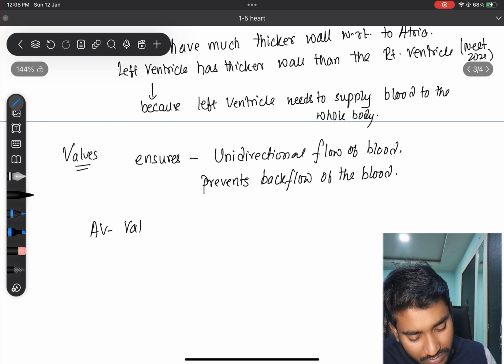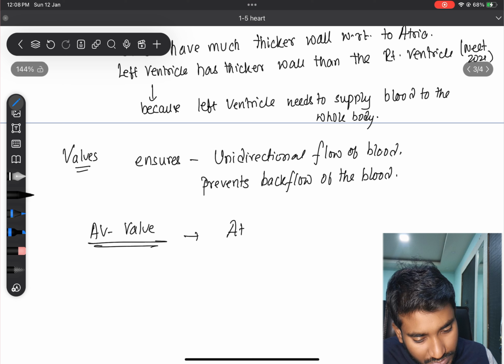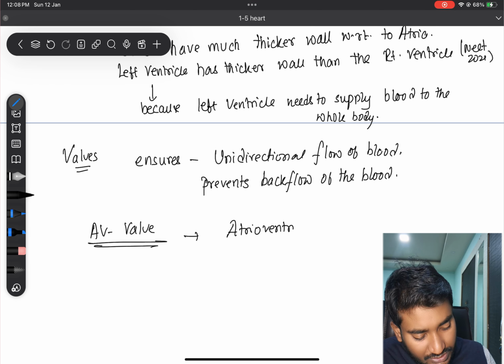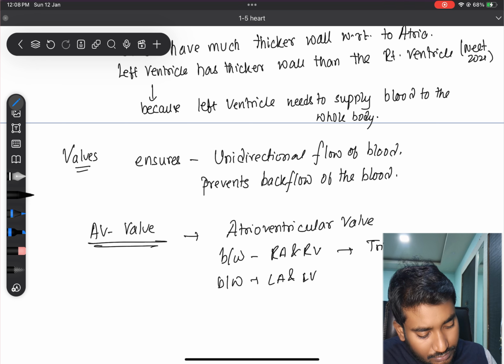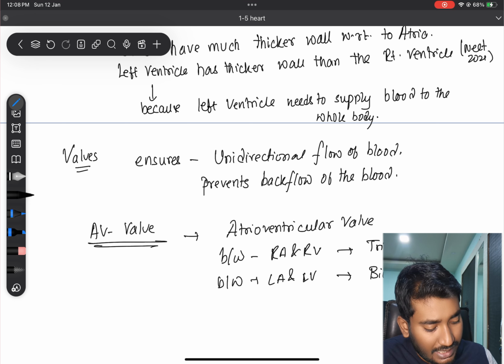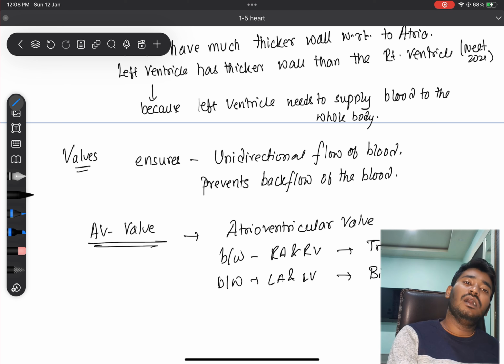So the AV valve, that is the atrioventricular valve, that is the bicuspid and the tricuspid valve. The atrioventricular valve is between the right auricle and right ventricle, and between the left auricle and left ventricle. Between the right auricle and right ventricle is the tricuspid. Between the left auricle and left ventricle is the bicuspid. Bicuspid, there are two cusps. Tricuspid, there are three cusps.